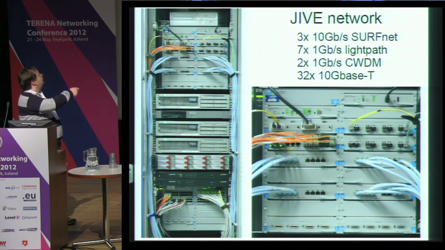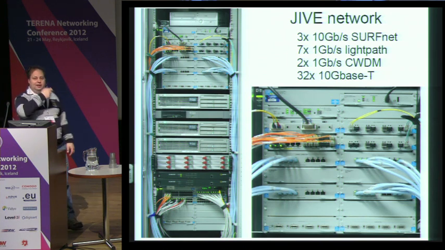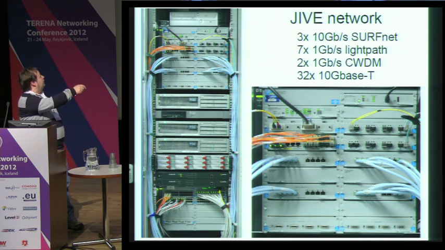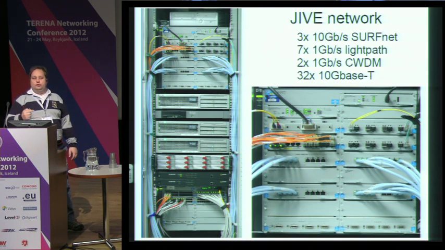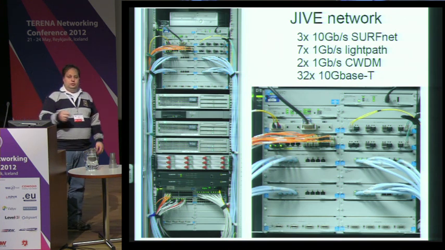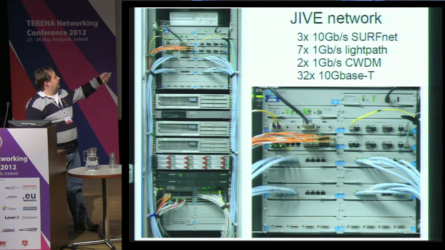It's very simple. This is the central switch. Over here you have 1, 2, and nowadays even 3 times 10 gigabit to SURFnet. These are the 1 gigabit light paths that we have. As I said, 3 times 10 gigabit to SURFnet, 7 light paths, and we have 2 local links to a telescope in the Netherlands, which we use on CWM. So that's sort of our input networking capacity at this point in time.